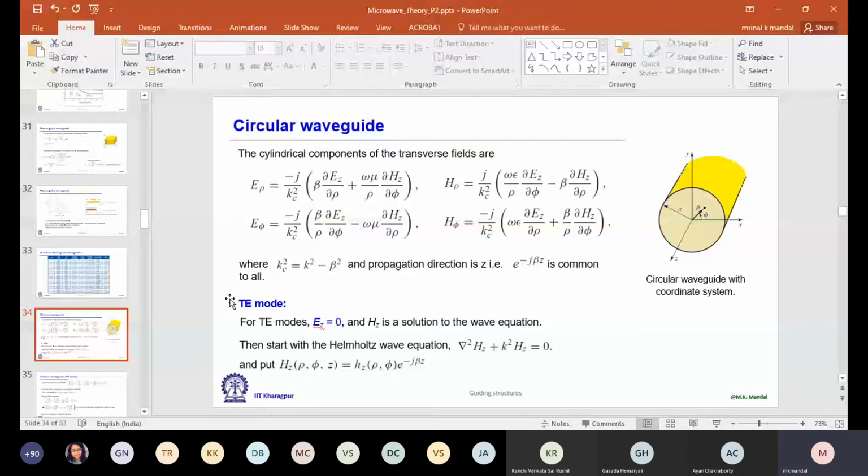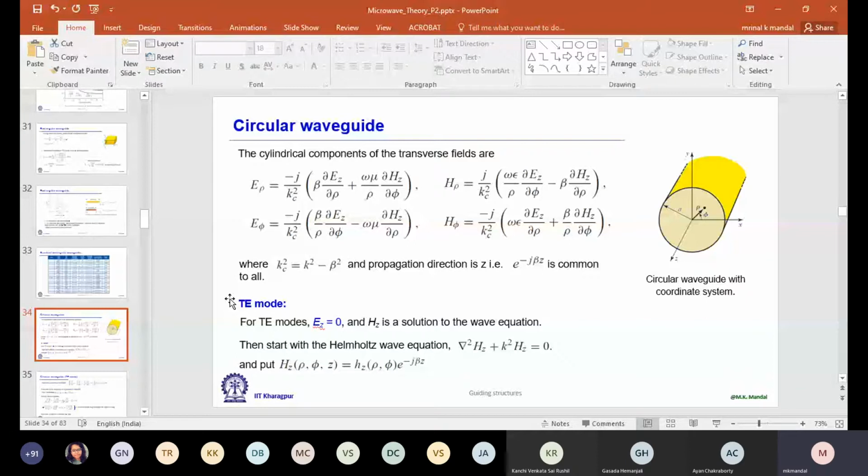Now, when we deal with any circular geometry, obviously the Bessel functions will come. And I think you already read that in your first year mathematics. Anyway, for the circular geometry, this time we are not doing all the step-by-step analysis. I will just give you an overview. The basic approach remains the same.